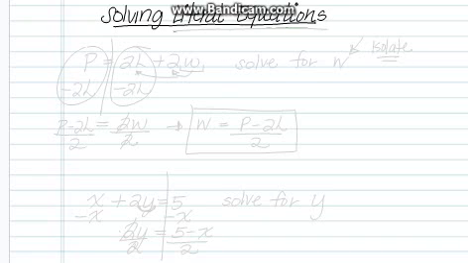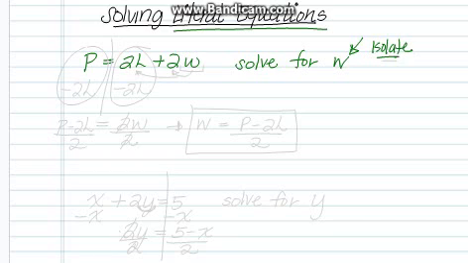The next thing we're going to be looking at is solving literal equations. In these equations, you're going to have several variables, and you'll be asked to isolate one in particular. So for example, if I have P is equal to 2L plus 2W, you could be asked to solve for W. That means that you're trying to isolate or get W all alone. So this is my W.